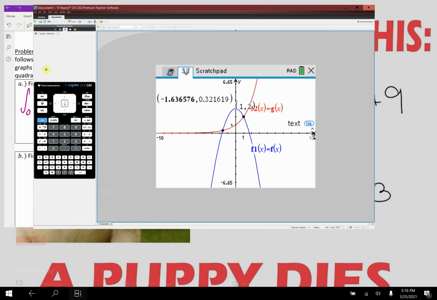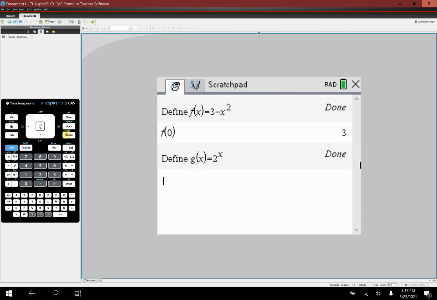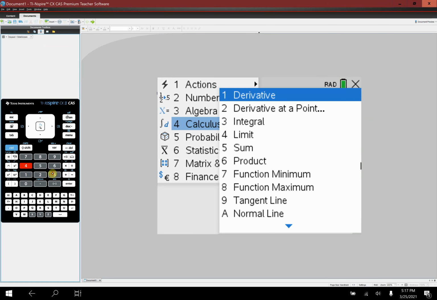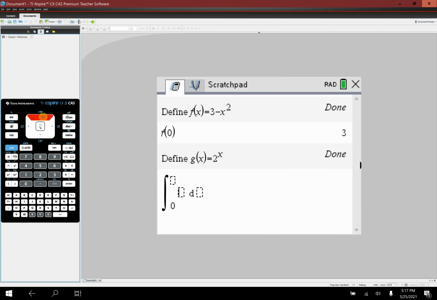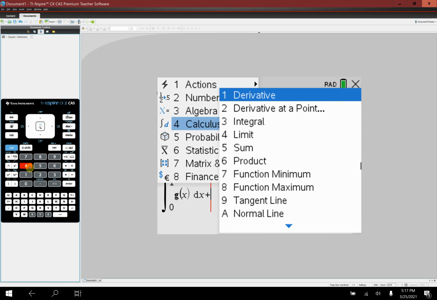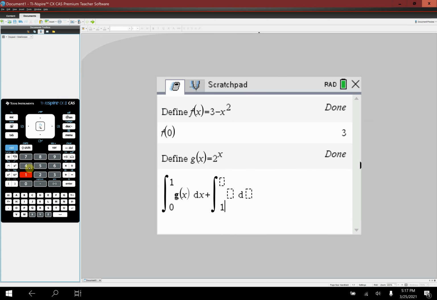0 to 1, 1 to square root of 3. So we're going menu, calculus, integral, 0 to 1. And you could type 2 to the x, you could type g of x, whatever's faster for you, dx. And then we need to add that on to another integral, this one from 1 to the square root of 3. f of x minus 0 is just f of x. And all of that dx, and we should be set.